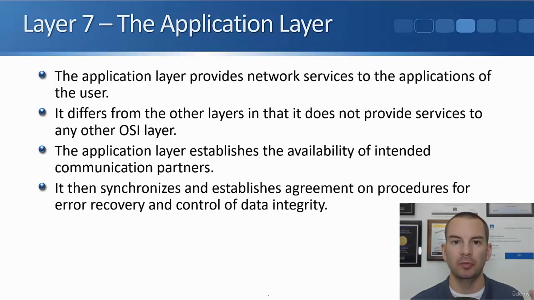If you remember from the lecture before when we were discussing the OSI model, you saw that straight line between two hosts at the same layer of the OSI stack. So the application layer establishes the availability of intended communication partners. That's that straight line going to the other host. It then synchronizes and establishes agreement on procedures for error recovery and control of data integrity. Data integrity means checking that data has not been altered or corrupted in transit.